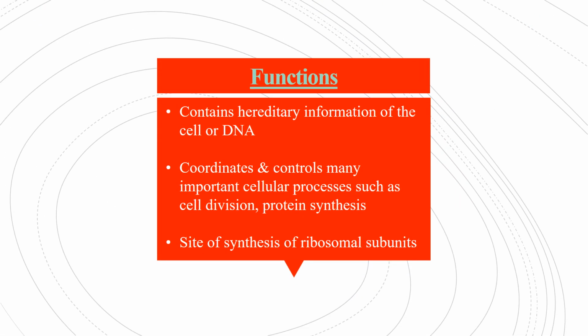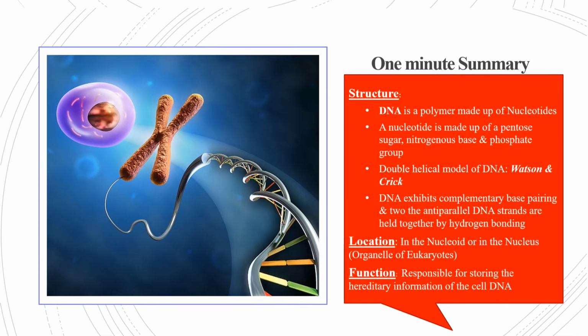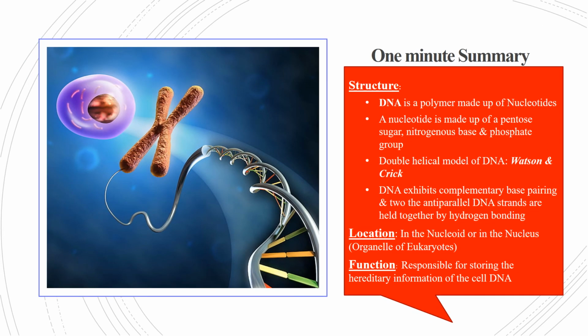The functions of the nucleus in a eukaryotic cell include: it contains the hereditary information of the cell, that is the DNA. It acts as a site of synthesis of ribosomal subunits. It also coordinates and controls many important cellular processes of the cell, such as cell division, protein synthesis, and so forth. A 1-minute summary of DNA and nucleus would include the following points.